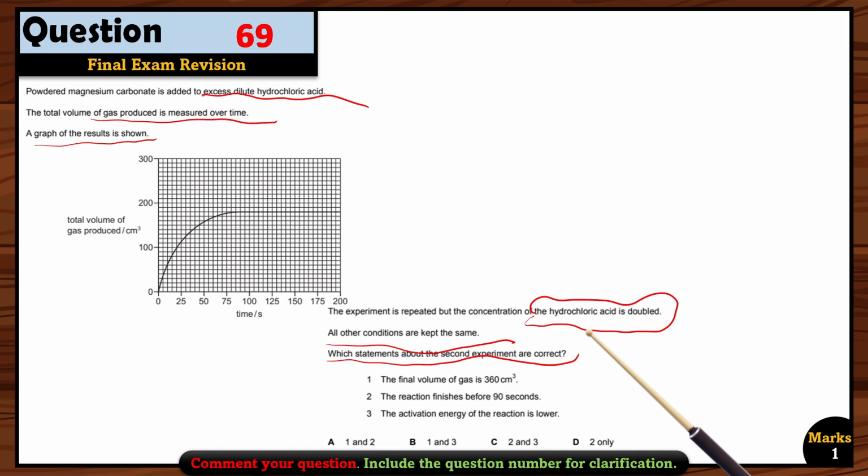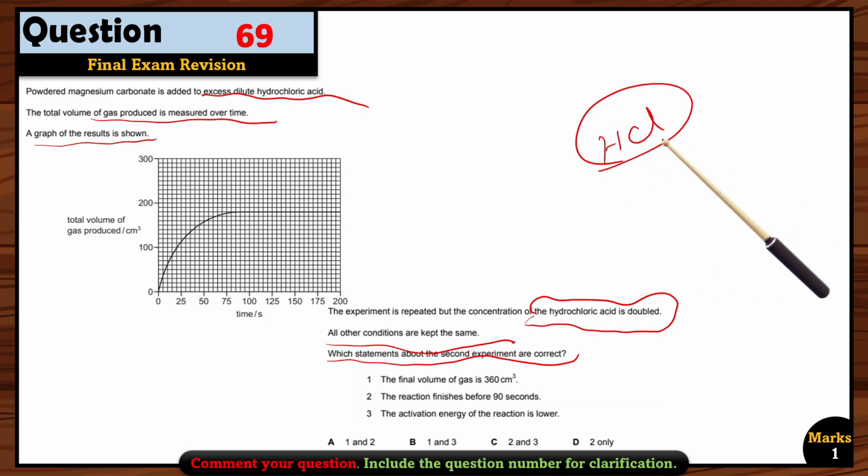Now let's see again, the HCl concentration is doubled. What does it mean? The rate of the reaction will be increased. If you see the time taken by this reaction, it's 75 or maybe 90, right here. So the reaction finished before 90 seconds. Yes, the rate of the reaction will be higher now because the concentration is higher. The activation energy of the reaction is lower.